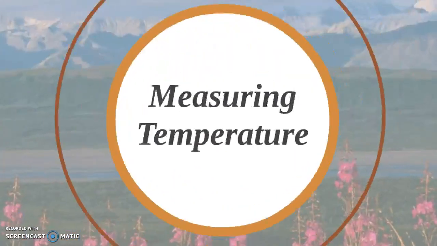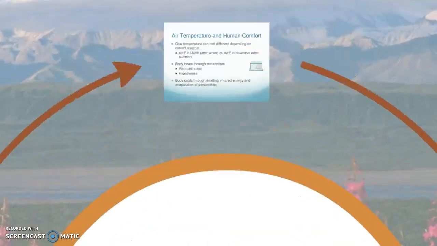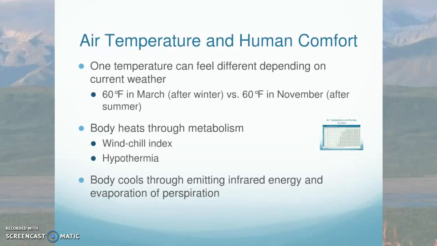Let's finish up the video talking about how we measure temperature. Well, temperature, let's talk about perception of temperature first. Temperature can feel very different depending on the weather around you. For instance, you've all probably noticed a temperature of 60 degrees Fahrenheit in March will feel rather warm after winter. Whereas a similar day in November, where the temperature drops to 60 degrees Fahrenheit after summer, is quite cold. It's the same temperature, but it feels different.